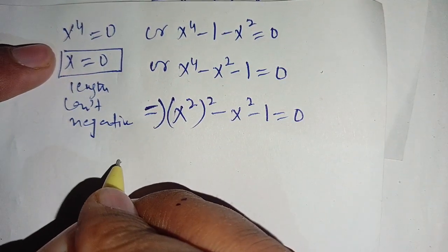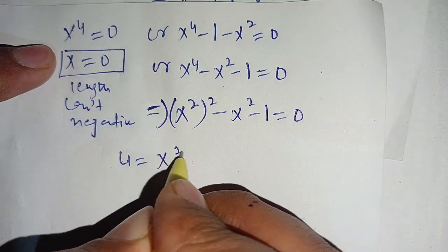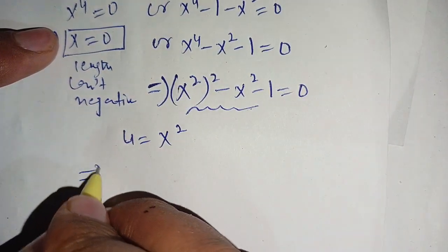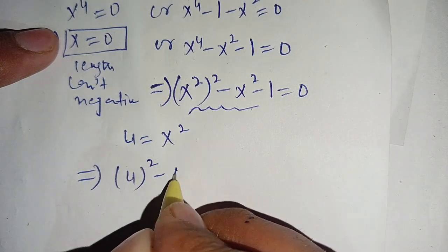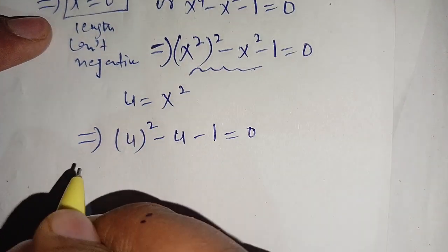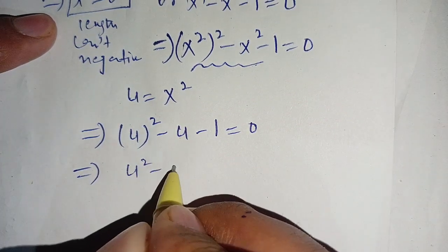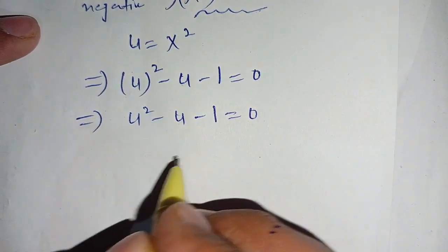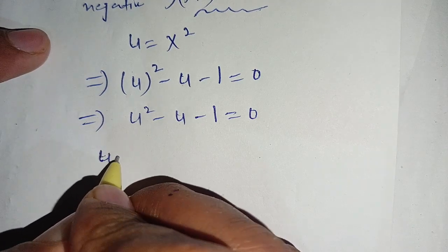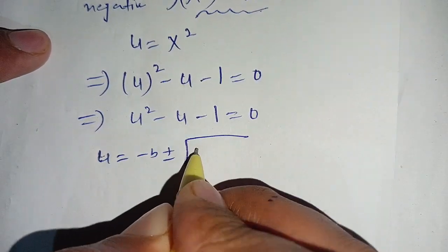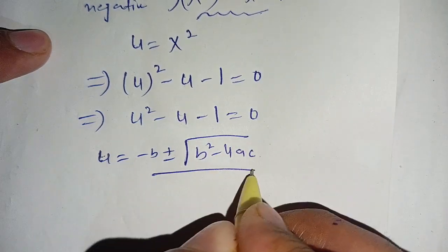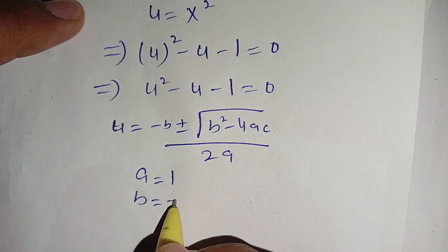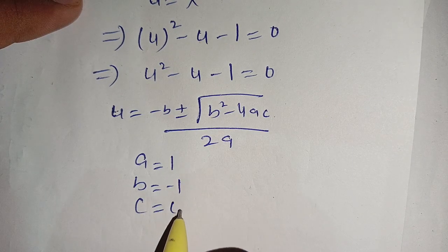In the next step, suppose that u is equal to x power 2. We substitute x power 2 is equal to u. This equation will become u bracket power 2 minus u minus 1 is equal to 0, which implies u square minus u minus 1 is equal to 0, which is a quadratic equation. By the quadratic formula, we know that u is equal to minus b plus minus square root of b square minus 4ac, divided by 2 times a. Here a is equal to 1, b is equal to minus 1, and c is equal to minus 1.